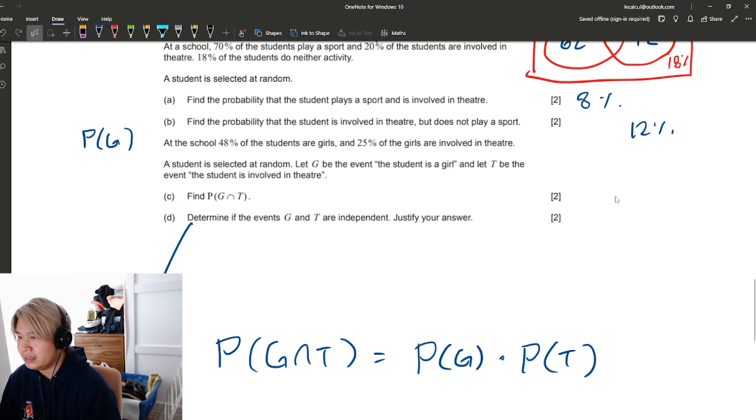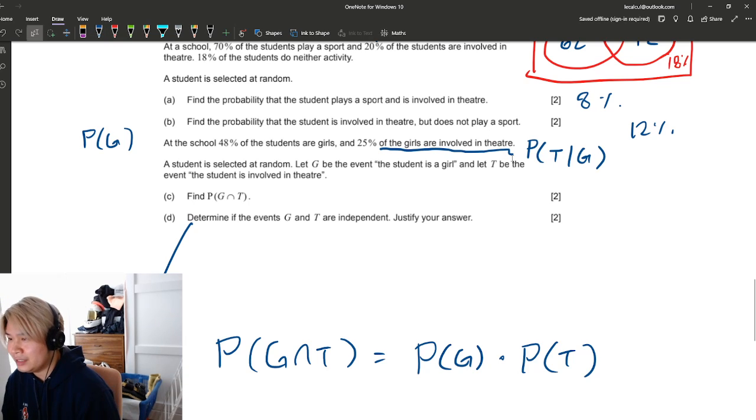So in other words, this is a conditional probability. Right here. And yeah, probably should have saw this coming. It was something that I thought of, but I didn't know if they were gonna do it like this. So again, 25% of the girls, like you already know they're girls. And this is the percentage of them that are in theater. And we want to find this out, and there's actually a formula that connects them all together, the conditional probability formula.